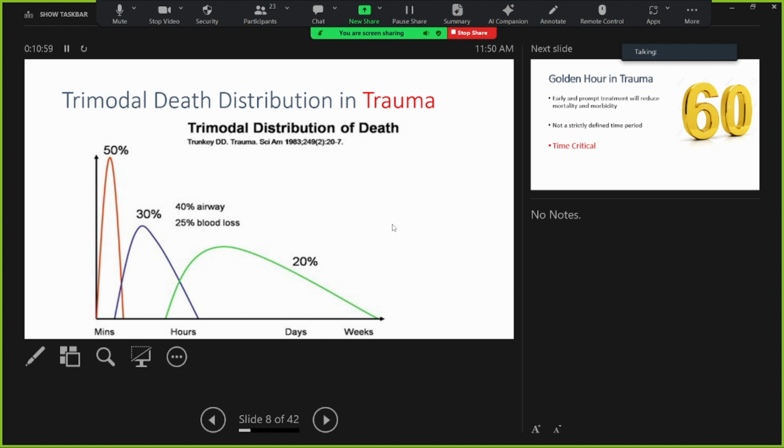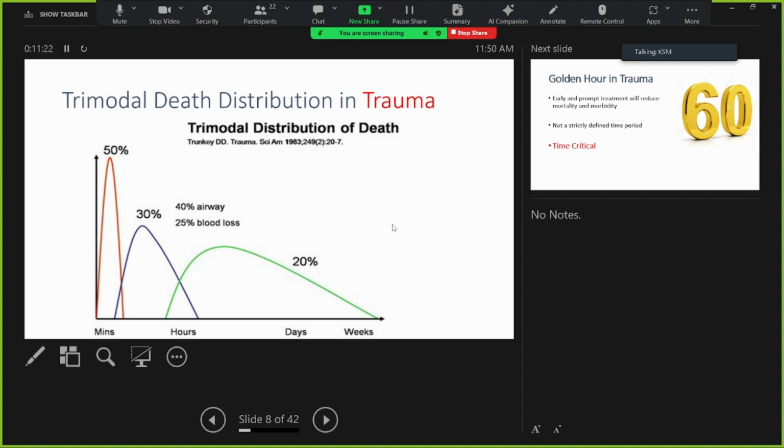So 30% within minutes to hours will die because of airway injuries and also blood loss. And the latter part is mainly due to blood loss and surgical complications. So proper trauma care systems can minimize this latter part of deaths.